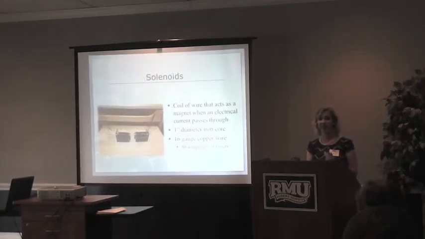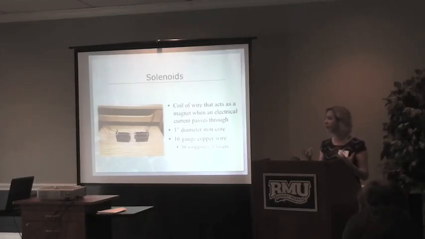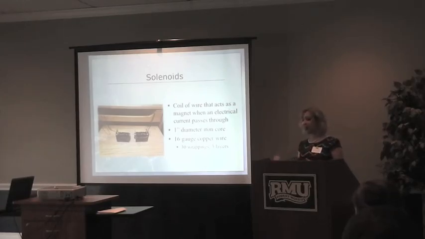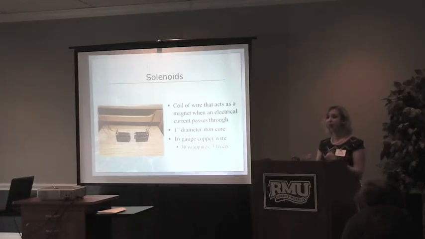So the first part of this study dealt with the solenoids. A solenoid, also known as an electromagnet, is just a coil of wire and a current passes through it and then it renders it to act like a magnet. So for mine, I used a 1-inch diameter iron core rod, which the wire was wrapped around. This iron core produces a larger magnetic field, so it was a stronger magnet. And also I used a 16-gauge copper wire, and each of the solenoids had 30 wrappings and 3 layers for a total of 90 wrappings. Now when constructing a solenoid, the gauge wire and the number of wrappings determine the strength of magnetic field. So that's why I chose those particular specs.